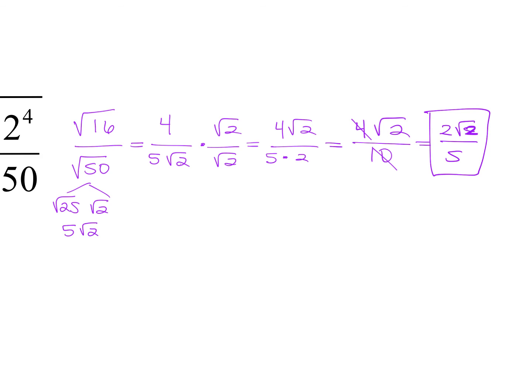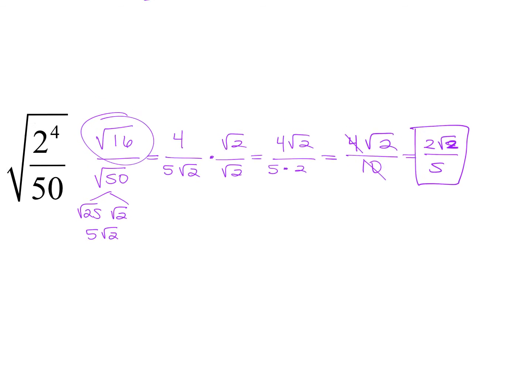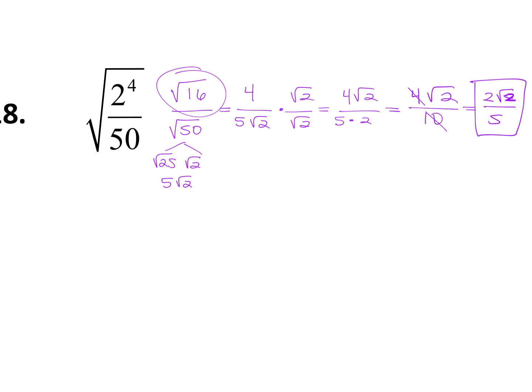Did anyone see it a different way? Because there's an easier way, but it's not probably the way that you see, because when they give you a perfect square, it's so hard to not square root that right away. Anyone see a different way you could go from right here? Square root of 16 over the square root of 50.